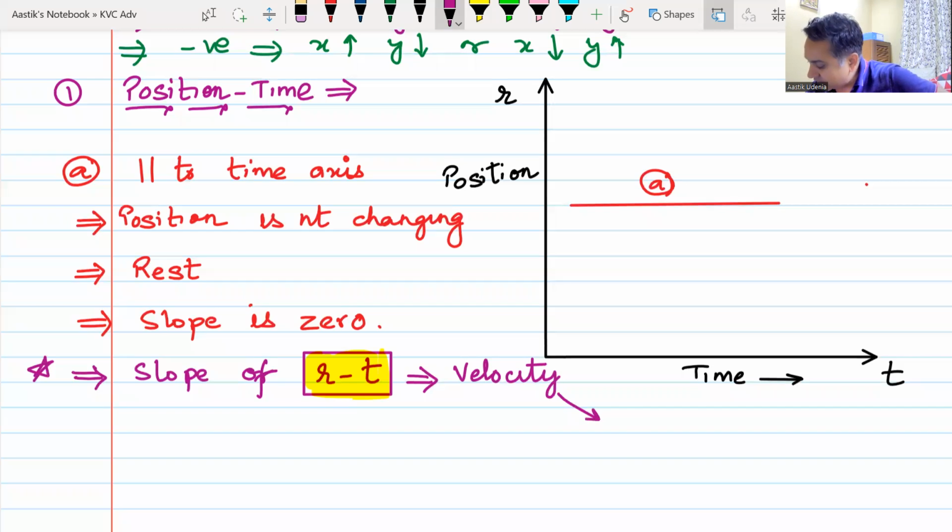Now, if this graph is a straight line graph, SL means straight line, position time graph is a straight line graph, that means the velocity will be uniform or constant. Do we understand this? Because its slope will not change.